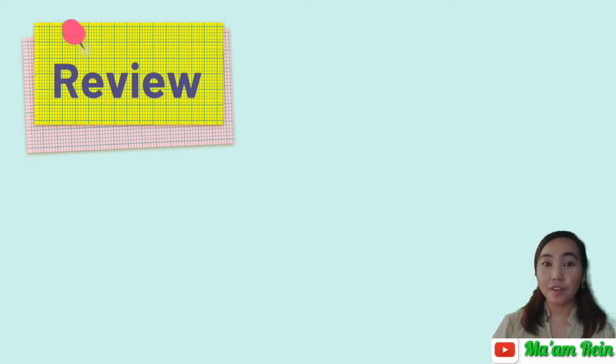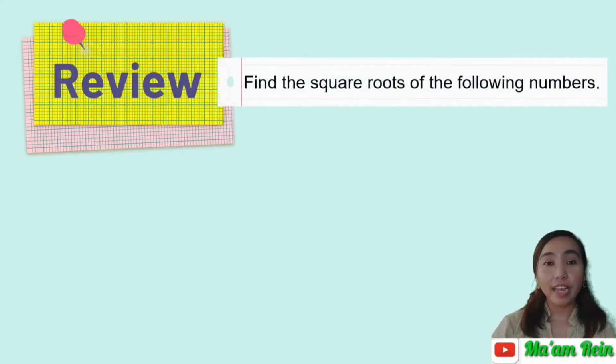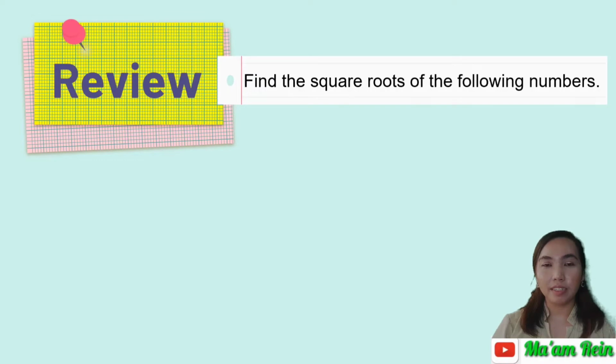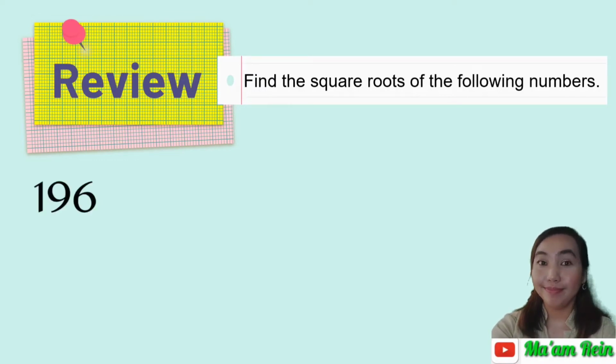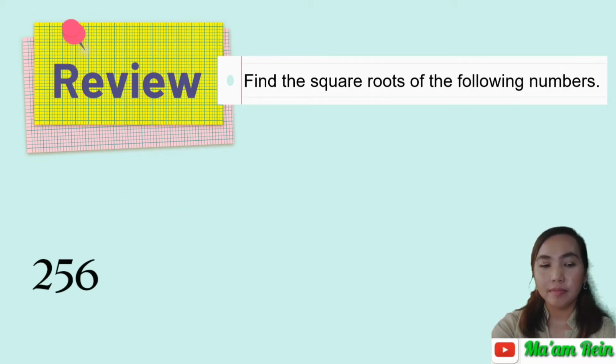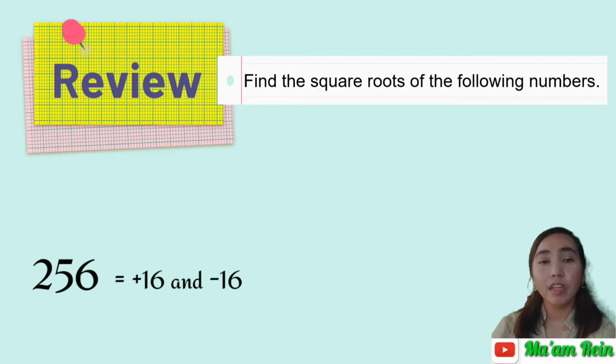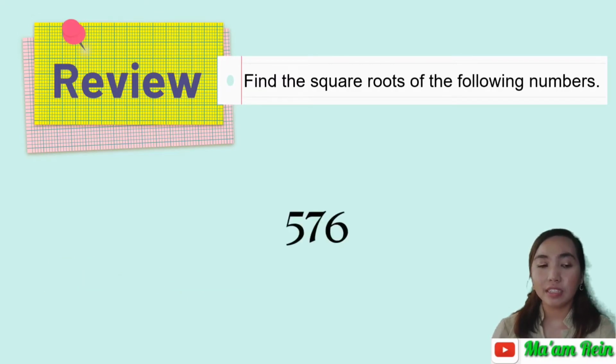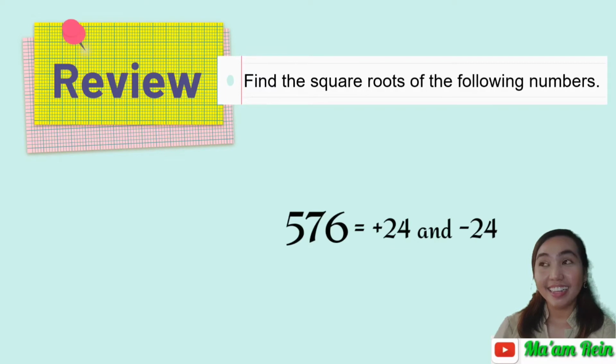Now let's have a review first. Find the square roots of the following numbers. Square root of 196. Correct, that is 14. How about square root of 256? Correct, it's positive and negative 16. How about square root of 576? Correct, that is positive and negative 24.